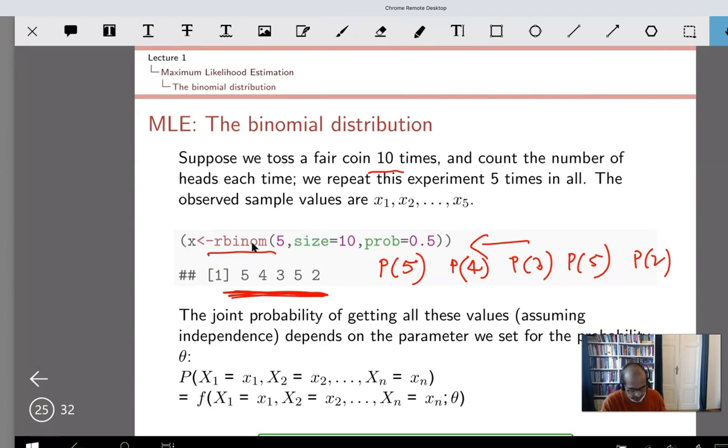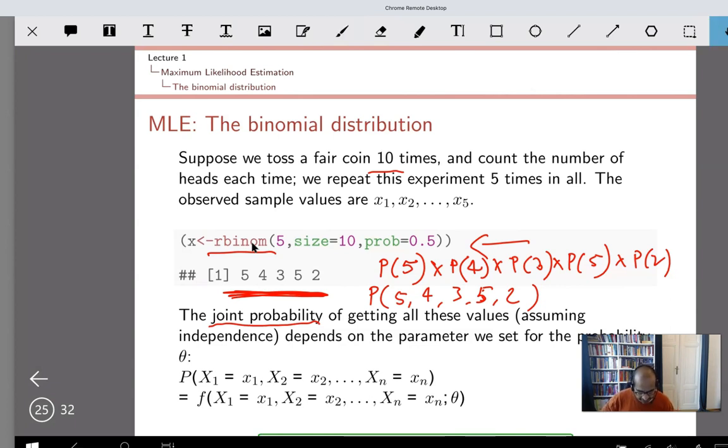All right, so I have five outcomes, and I can calculate the joint probability of observing this sequence of heads, 5, 4, 3, 5, 2. Because each of these is an independent event, I can just multiply these probabilities out. I'll write it like this: the probability of observing 5, 4, 3, 5, 2. This is the joint probability of these outcomes. It can be computed by multiplying out all the probabilities of these possible outcomes, using the binomial probability mass function I'd shown you earlier. That's what I mean by the joint probability of getting all these values, and we can compute these now.